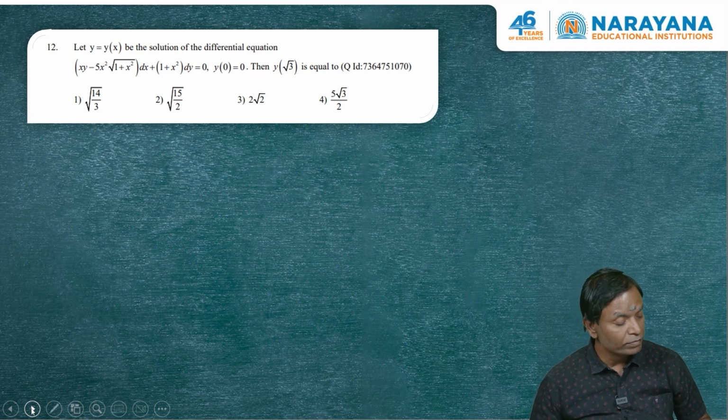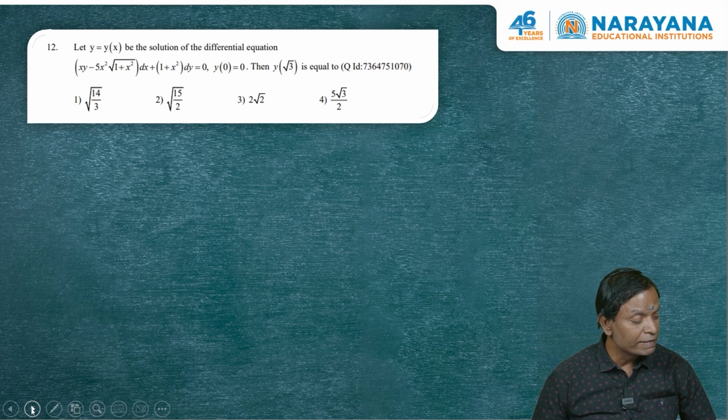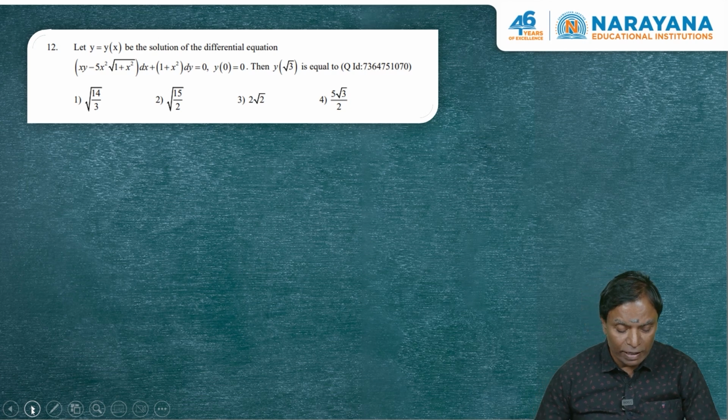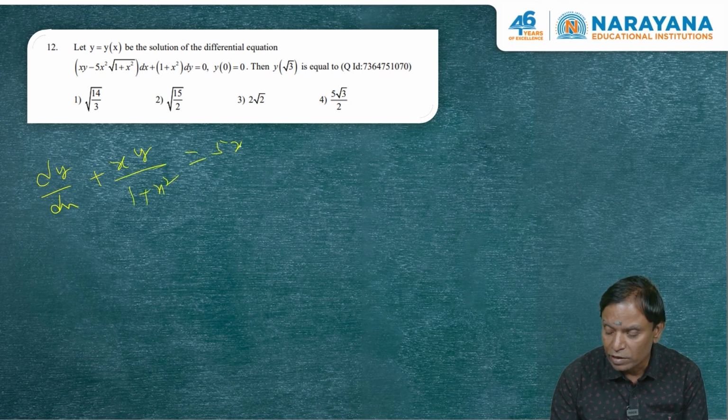You are given y is equal to... look at the differential equation carefully. Whatever differential equation is there, it is clearly a Leibniz linear differential equation. Since it is a Leibniz linear differential equation, after simplification it reduces to dy by dx plus xy by (1 plus x square) is equal to 5x square by root of (1 plus x square). You can look at the integrating factor of this equation, which is root of 1 plus x square.